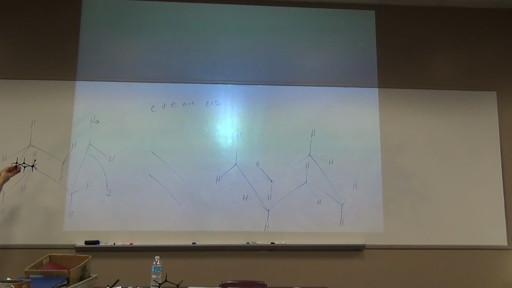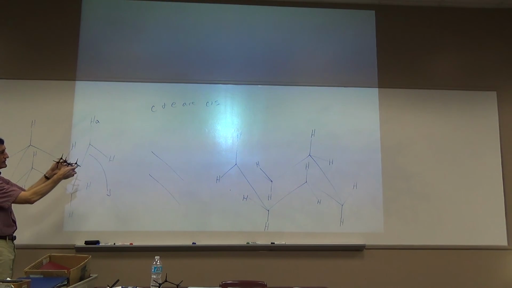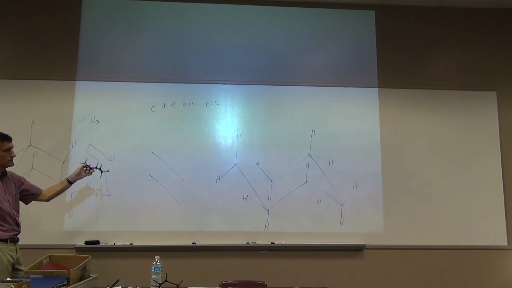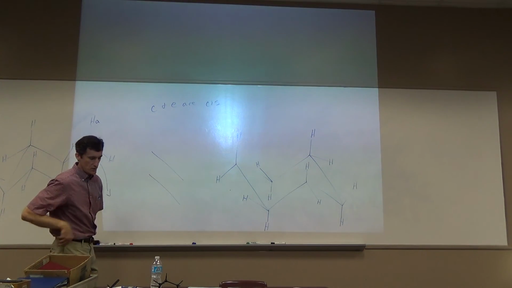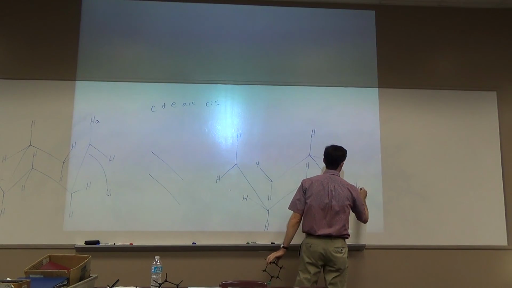Here's the footstool coming over here. When we do the ring flip, this comes down, this comes up. Now here's the back and there's the footstool. Importantly, here the A is axial, but how is it now? It's equatorial now. And where's the A over here? Far right.